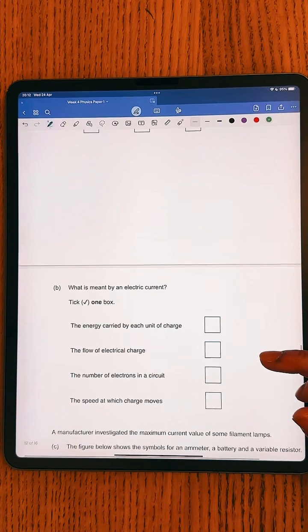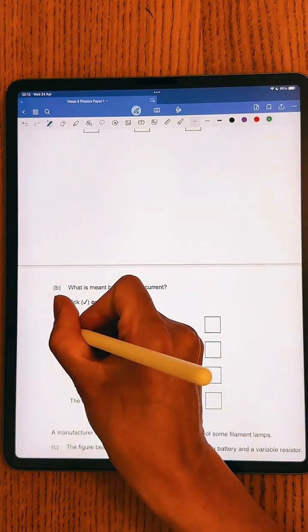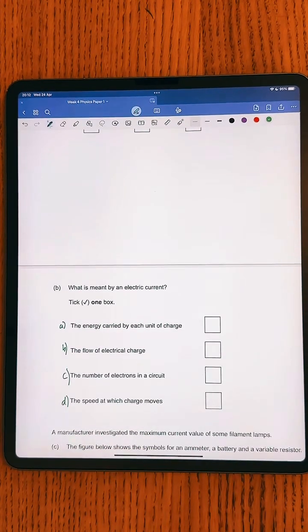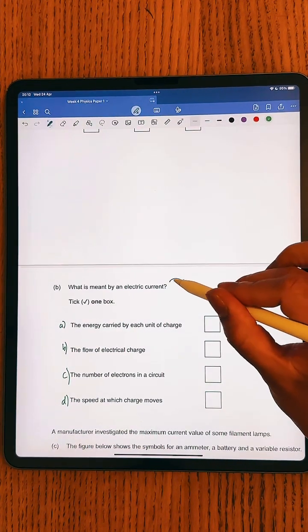Next one. What is meant by an electric current? What do you guys think the answer for this is? A, B, C, or D? Definition of current.